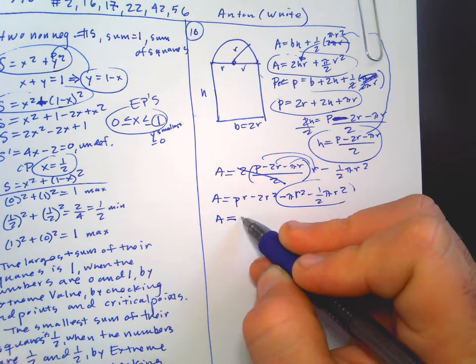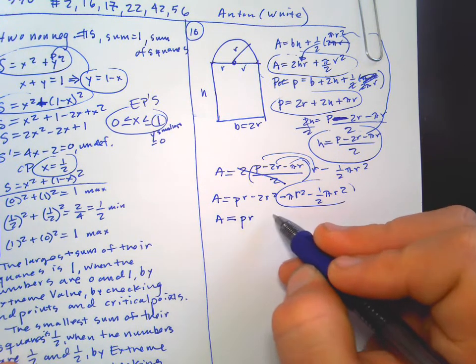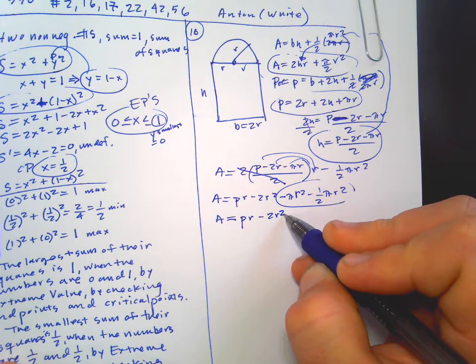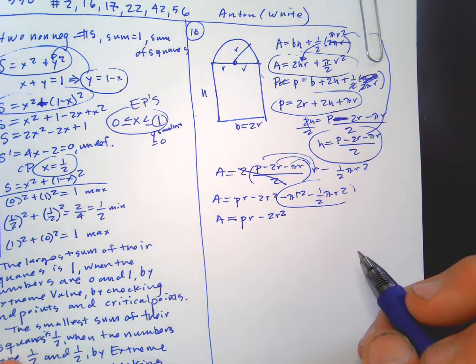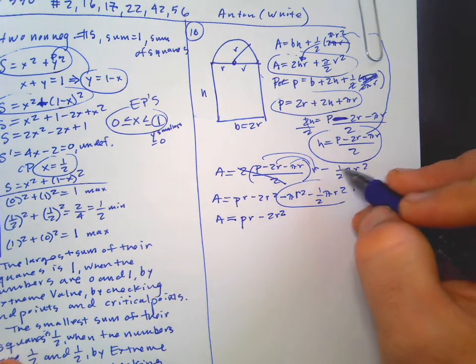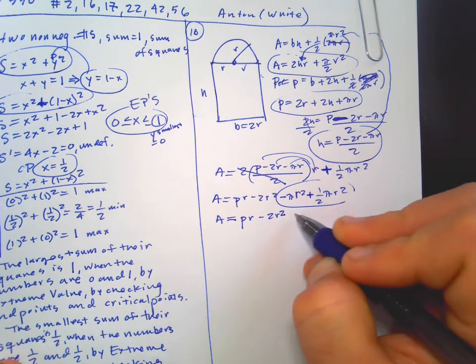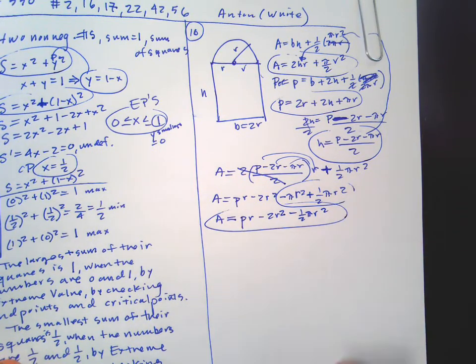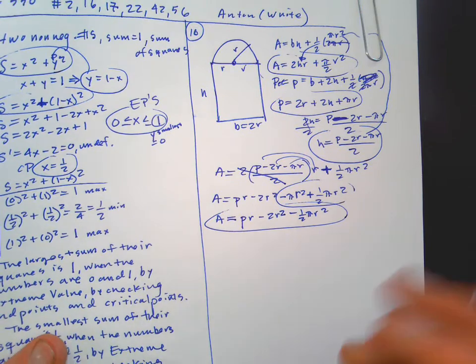So we have Pr, P is a constant, minus 2r squared, and let's see. Oh, this should be plus. I don't know why I changed that to a minus. It's supposed to be minus 1/2 pi r squared. Okay, so we finally got the area formula in terms of a single variable. P is just a number, so we're just going to have that pop up in our answers.